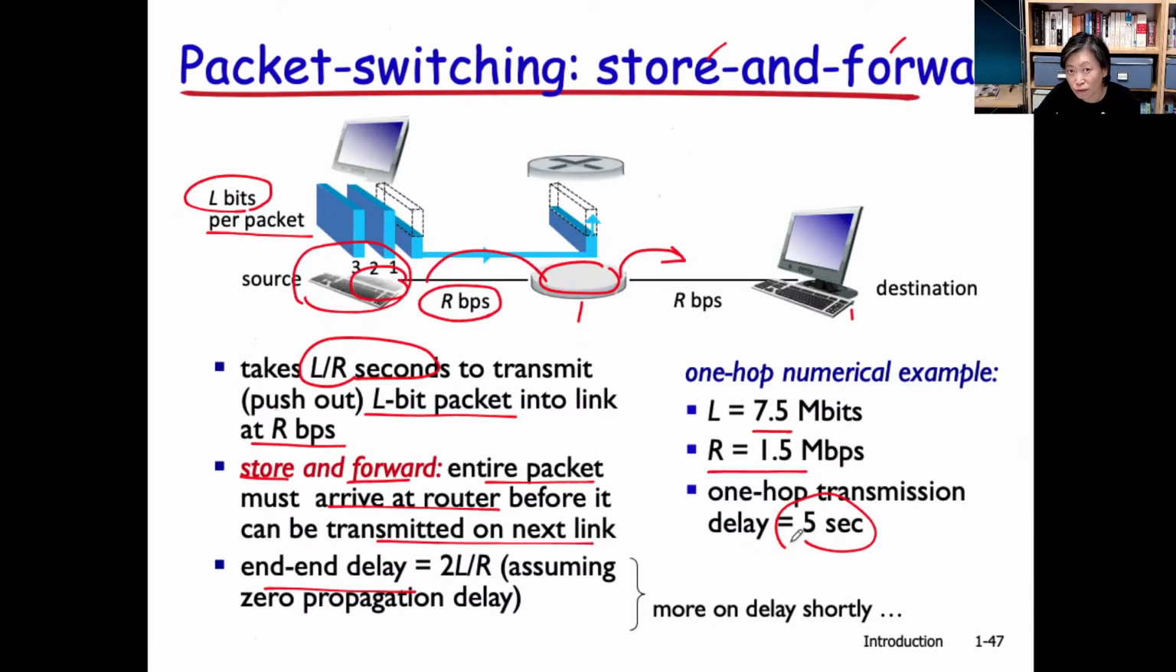This is different from a circuit switch network. Bits can be streamlined. There's no need to store a bunch of bits first before forwarding them. Each bit arriving here gets out quickly, so there's no store-and-forward hopping. It's just the propagation delay and the transmission delay, L divided by R, from the first hop.